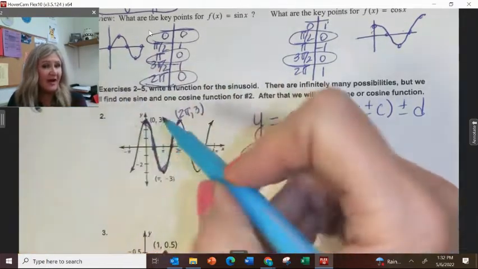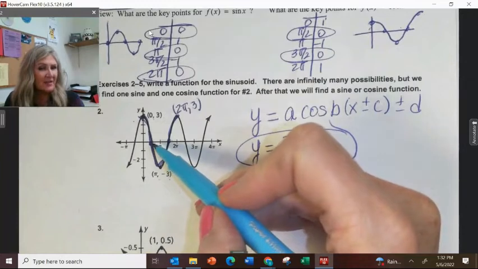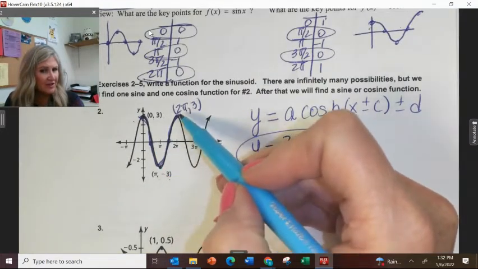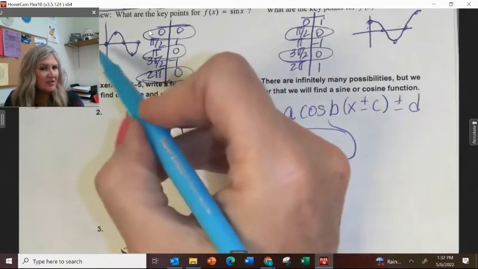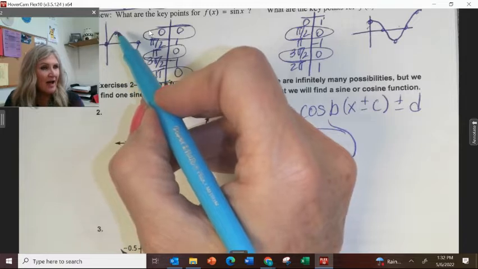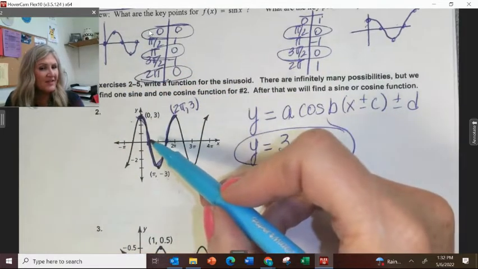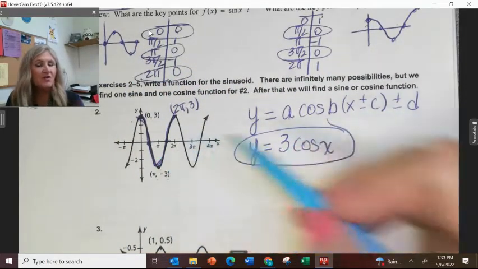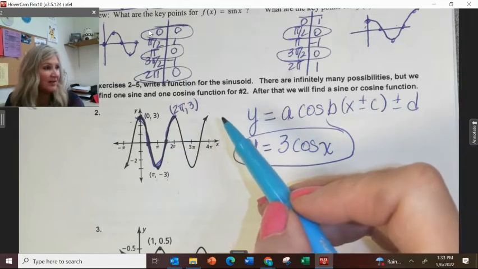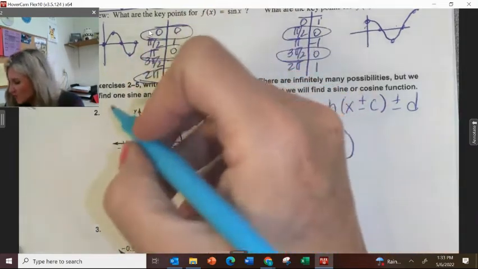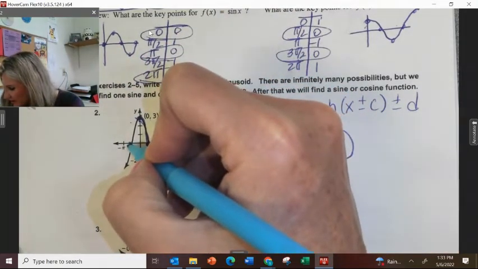Negative pi over 2, right? Why would I not necessarily want to start here at pi over 2? What's it supposed to do first? Go up. Would it go up if I started here? No. So then that would mean I would have to put what in the front? Negative. So we're going to look at the point starting here.